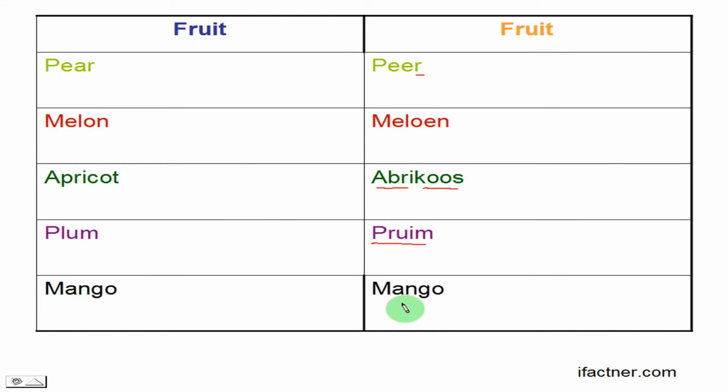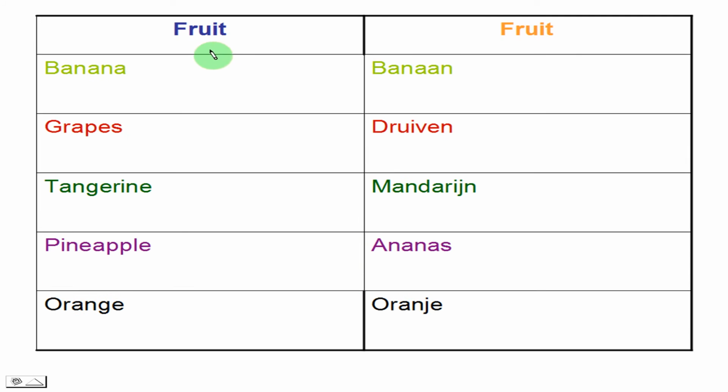Mango is called mango. Mango. Fruit is called fruit, and fruits are called vruchten. Fruit. Banana.